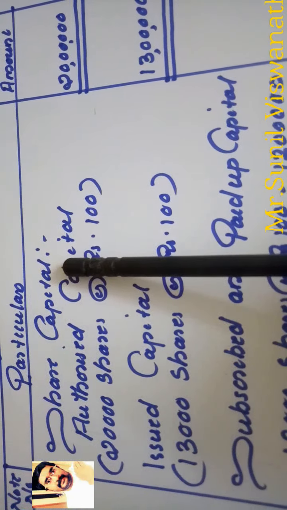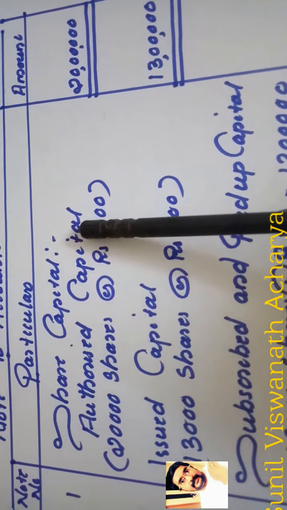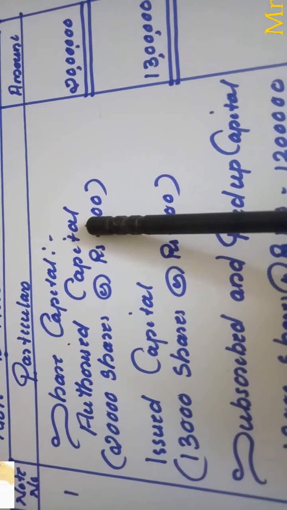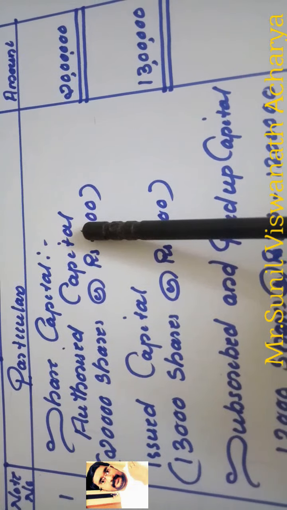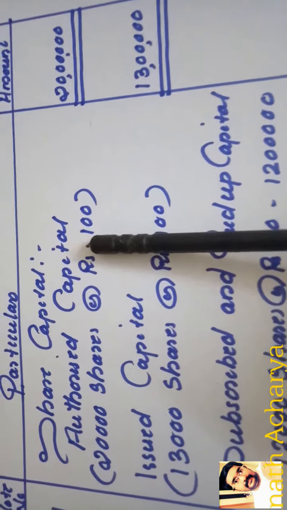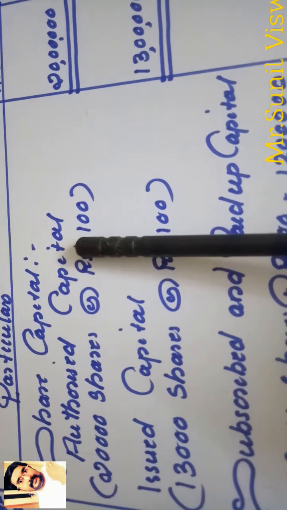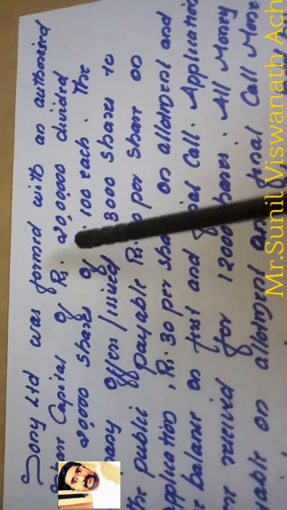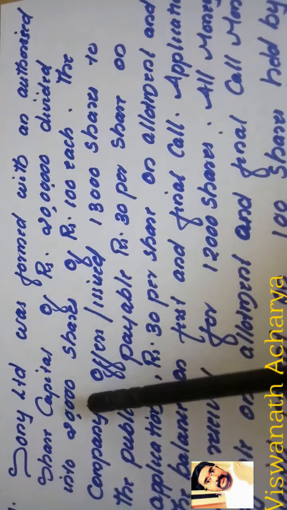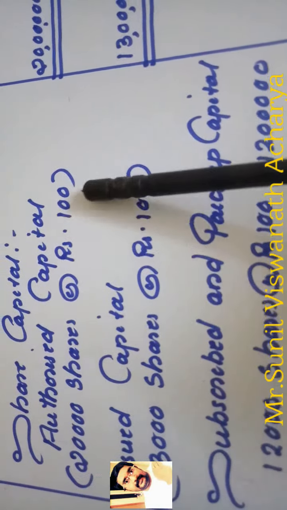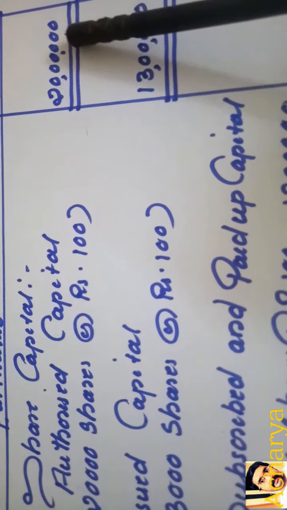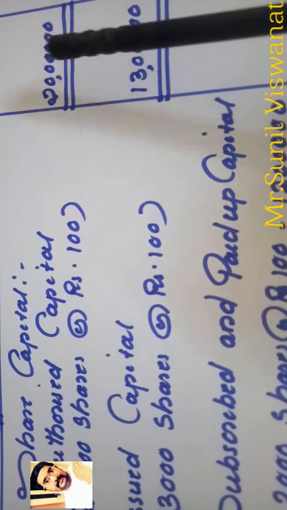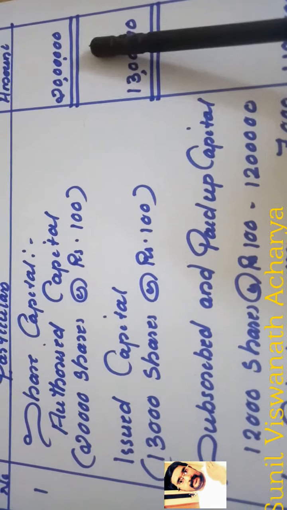When representing share capital, as I already said, first we show authorized capital in the note to accounts. Authorized capital is the capital under which a company is registered. Its other names are nominal capital and registered capital. In the question, 20 lakhs is the authorized capital, that is 20,000 shares of rupees 100 each. So we write in brackets 20,000 shares of rupees 100 each, total 20 lakhs capital. This we have to underline. We will not show this in the main balance sheet, so we do a double underline.